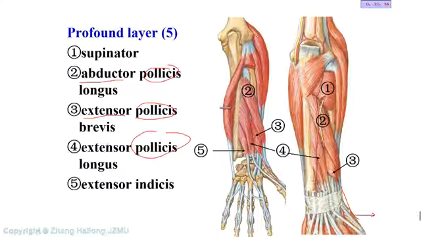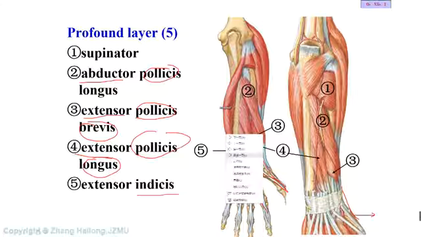And the fourth one is also on the back of it, and makes it move backwards, extension. One is the short one, another one is the long one. The last one is extensor indicis. Indicis functions with the index finger, the second finger, making it extension. Okay?